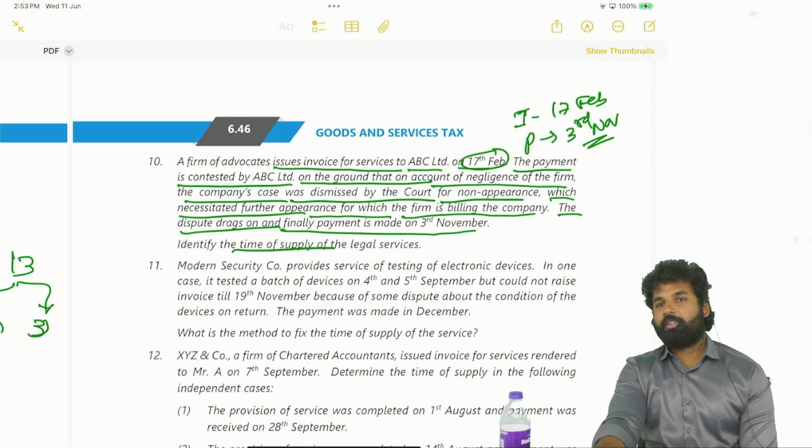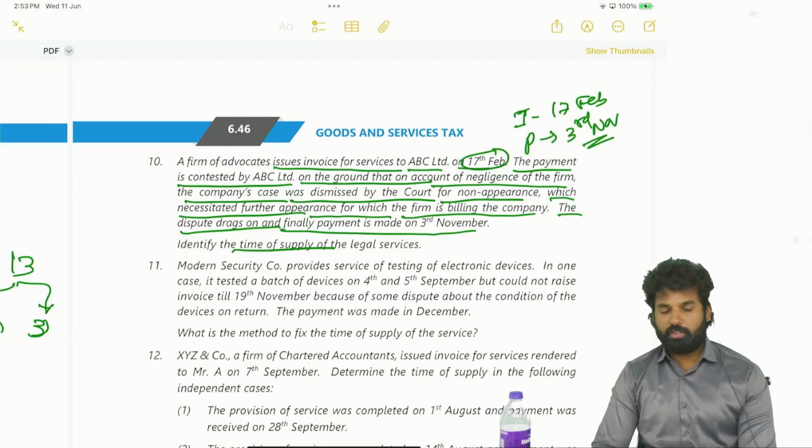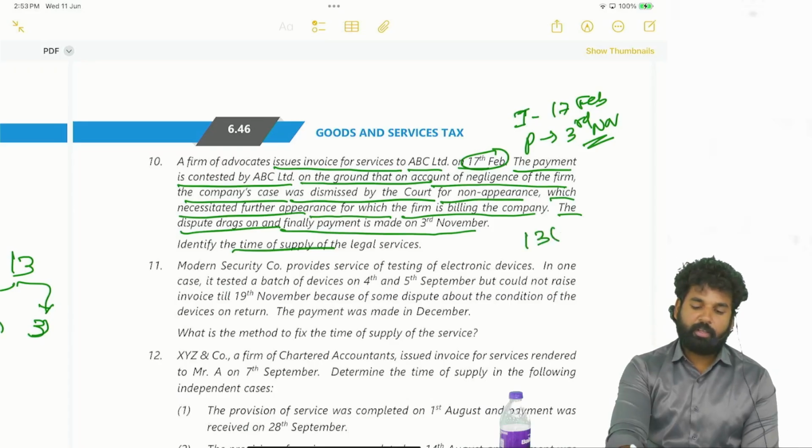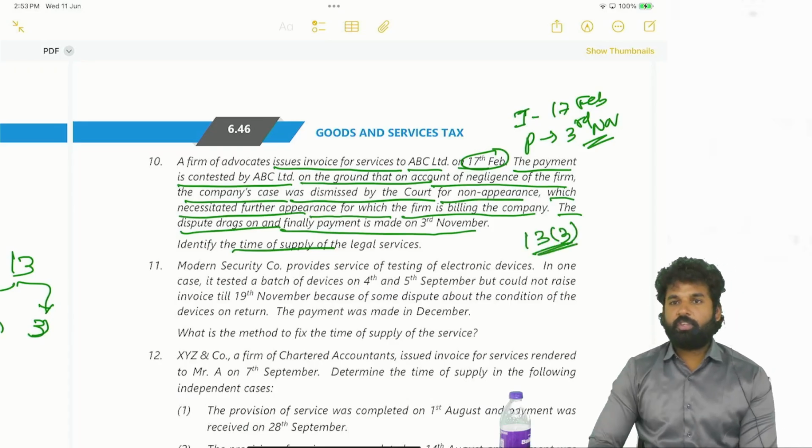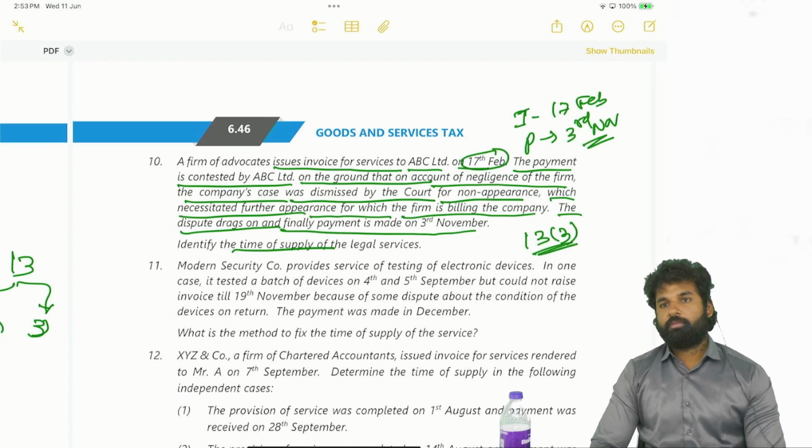Legal services of an advocate is there in the list of notified services, and hence it is a reverse charge. That's why 13(3) will apply. 13(3), what is the provision? Second point only. 13(3), what is the provision? Date of payment or 61st day from the date of invoice.